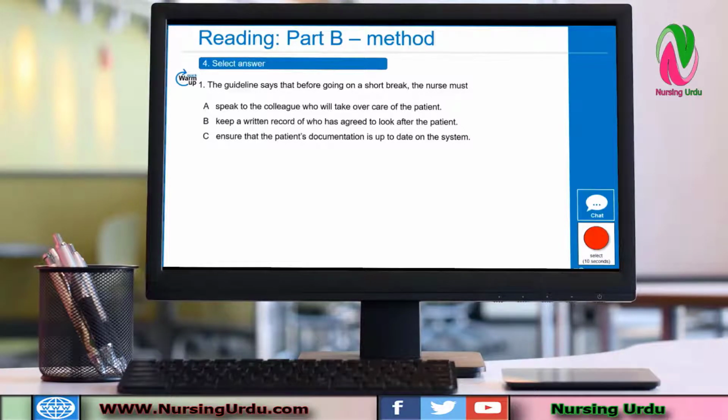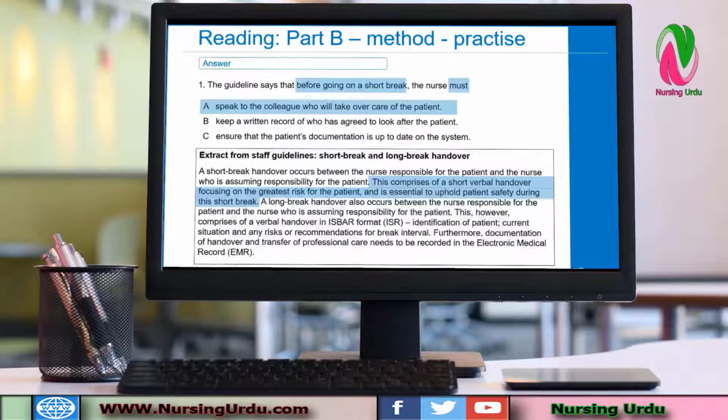And the first one, okay, is let's put it up on the screen here. Okay, we've got the highlighting going. So let's look at the question first of all. The guideline says that before going on a short break, what the nurse must do. So we're looking very specifically at what the question is asking us. So before going on a short break, the nurse must do what? Let's have a look in the text here.